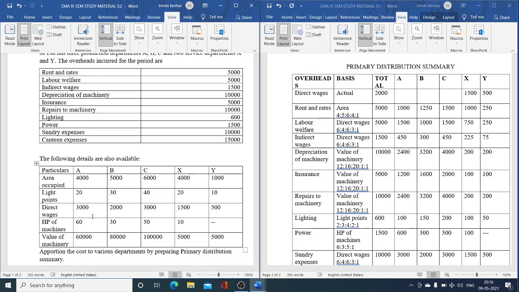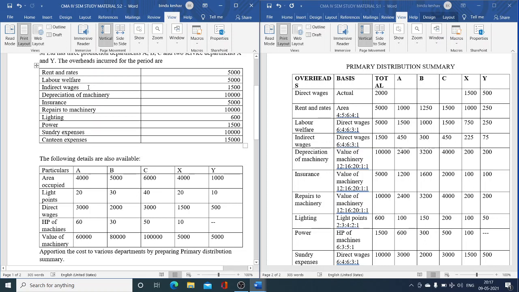Now what we have to do is find the total of the ratio: 6 plus 4 plus 6 plus 3 plus 1, which is equal to 20. Now the first one is 5,000 into 6 divided by 20, that is 1,500. The next one is 5,000 into 4 divided by 20, that is 1,000. The next one is 5,000 into 6 divided by 20, 1,500. The next one is 5,000 into 3 divided by 20, that is 750. And again 5,000 into 1 by 20, that is 250. The next item is the indirect wages.